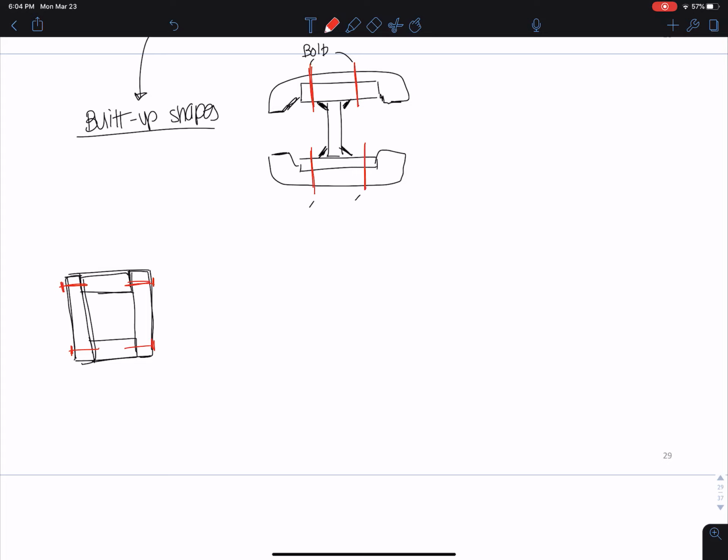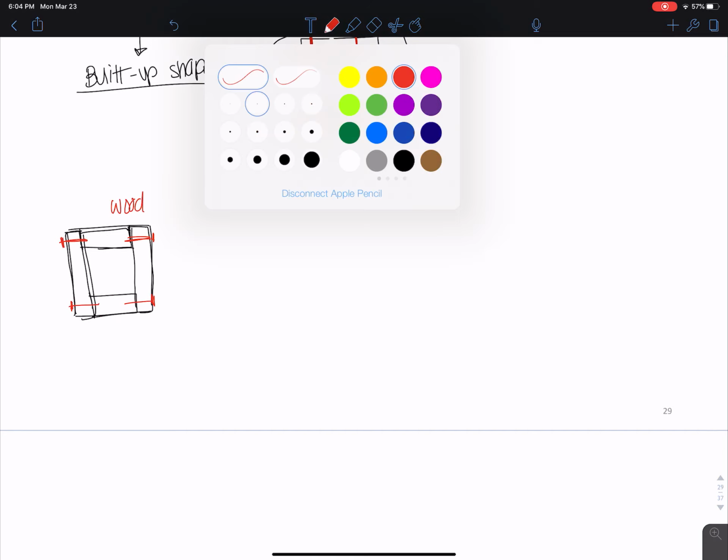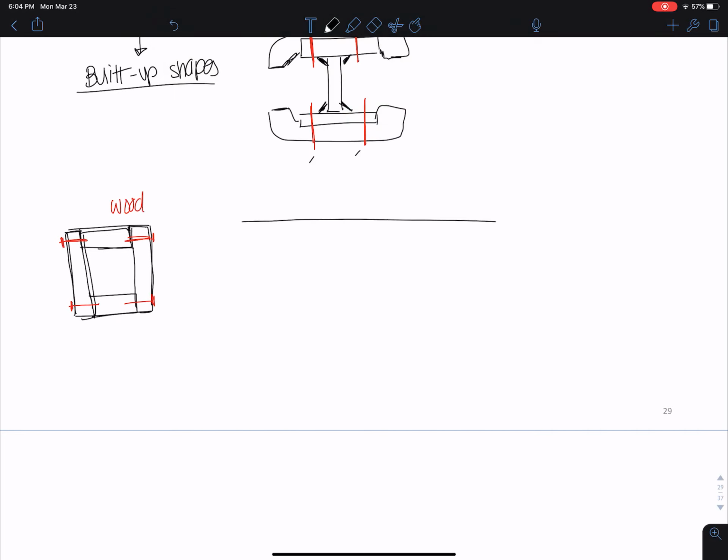Let's say this is wood. This is now wood. I would want to know what is the spacing of these nails. So you can see this from a top view. What spacing of nails would I need to make sure that everything stays together? And I can answer all of these questions with shear flow.